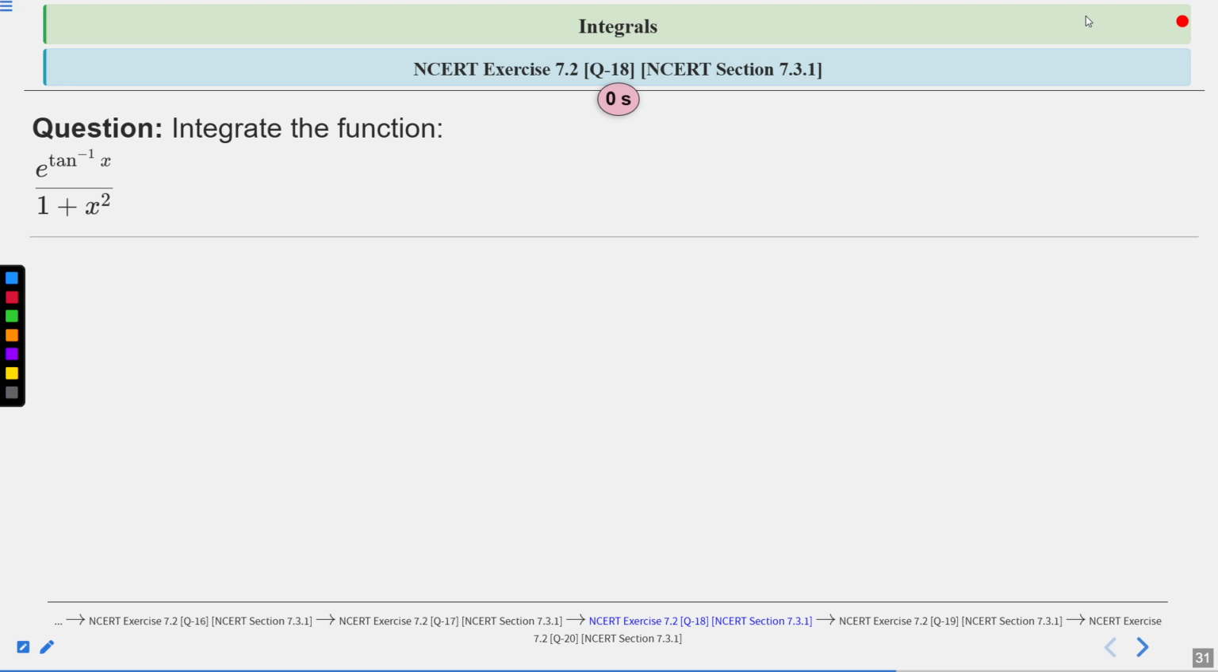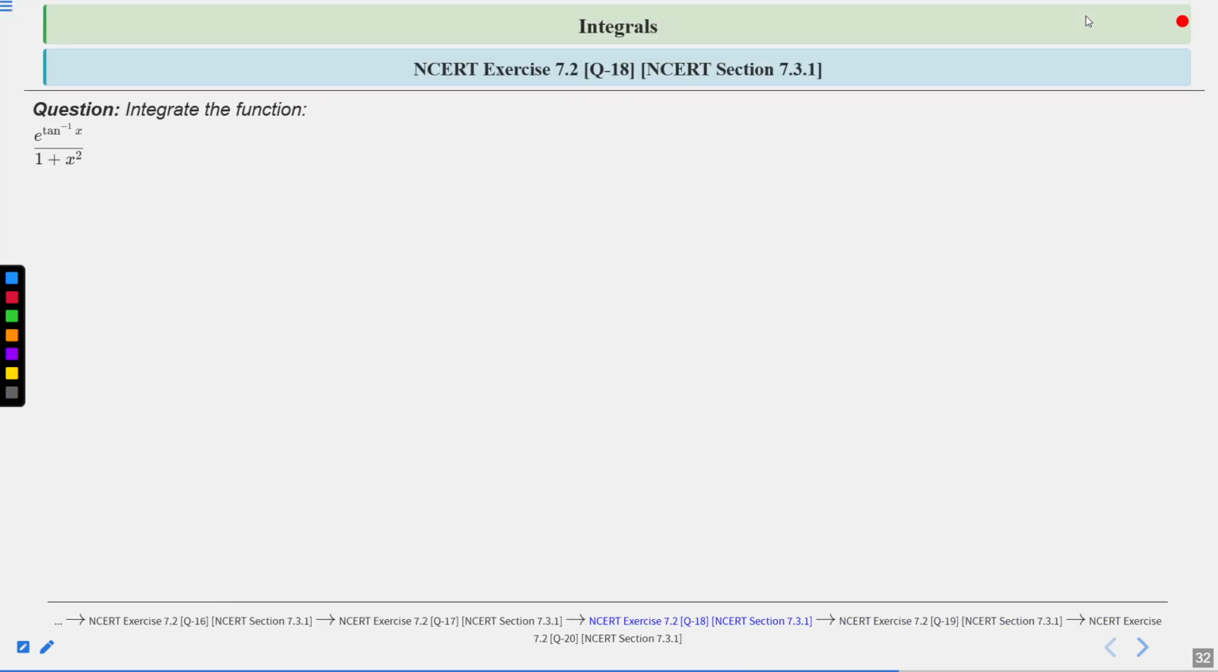Hope you all have attempted the given question. Let us see how we can solve this. We need to integrate the function e to the power tan inverse x upon 1 plus x square. The correct answer is e to the power tan inverse x plus c.